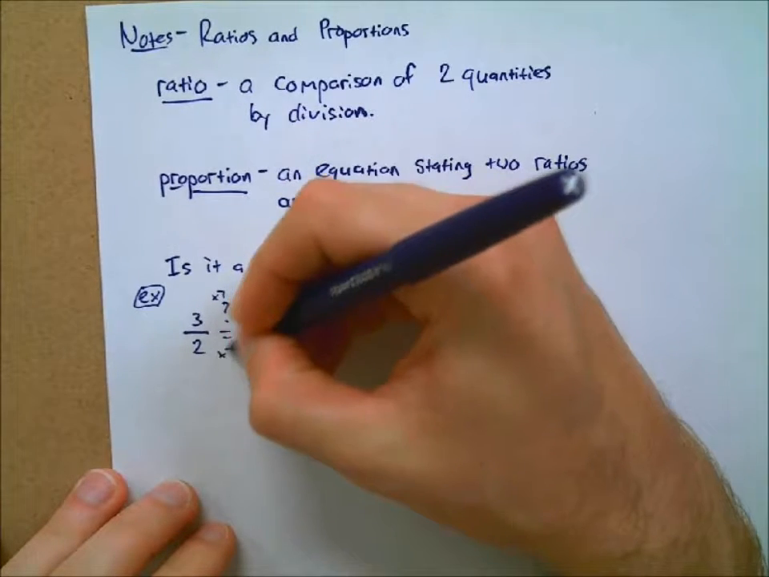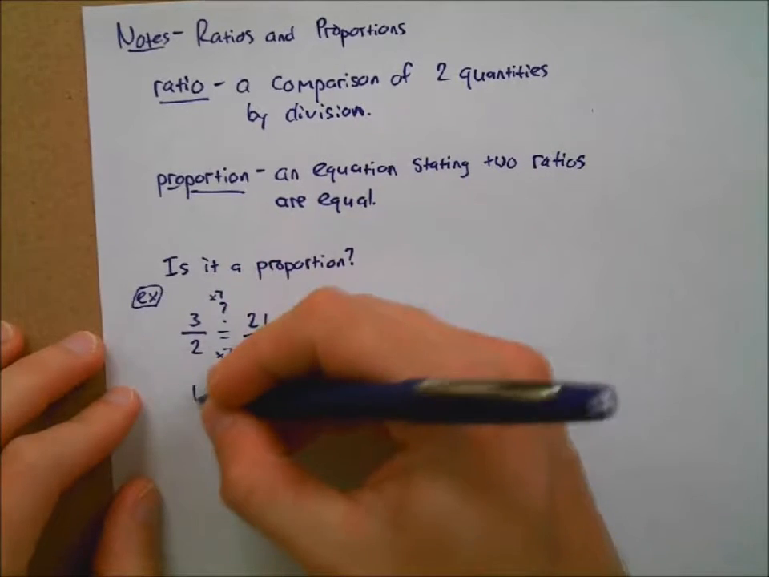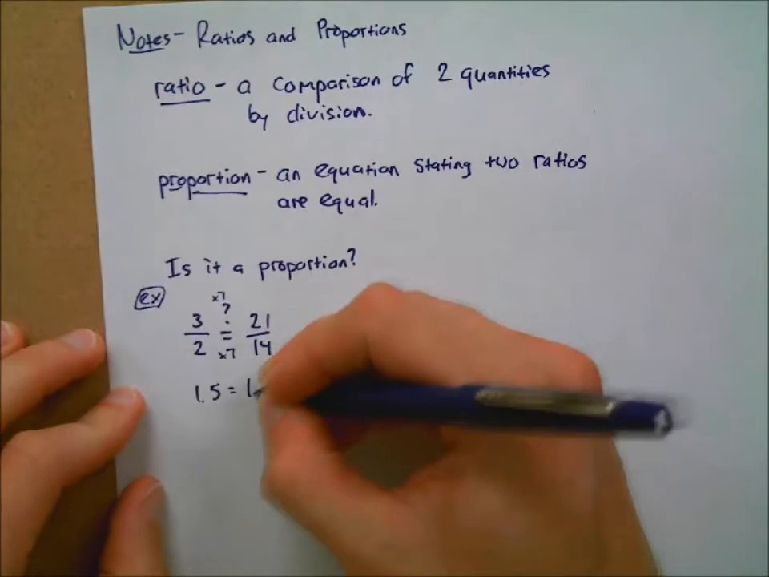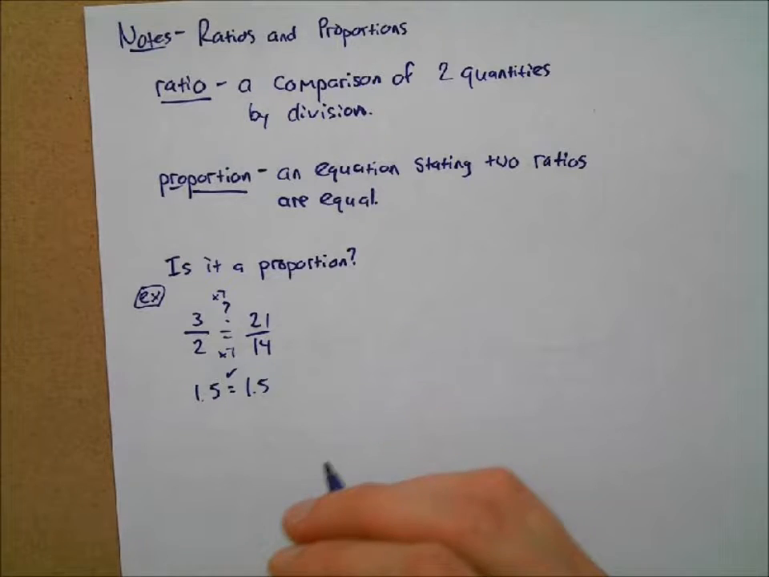Can anyone think of a different way to determine whether these are equal? It's a typical strategy. Yeah, you could just do 3 divided by 2, 21 divided by 14, and get the decimal, and then compare the decimals. 3 divided by 2 is 1.5. 21 divided by 14 is also 1.5, and so again, they would be equal that way as well. There's one other way I'm going to think about here. When you have something over something equal to something over something, what's a typical strategy that we use here? Cross multiply? You guys heard about that before?